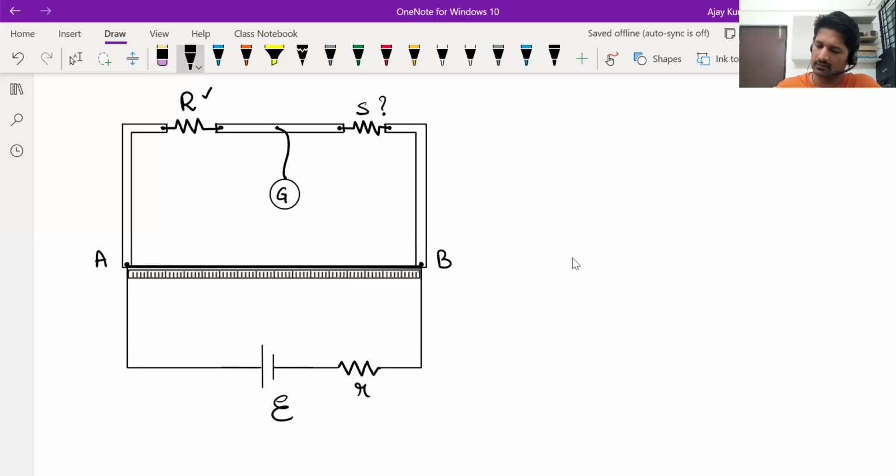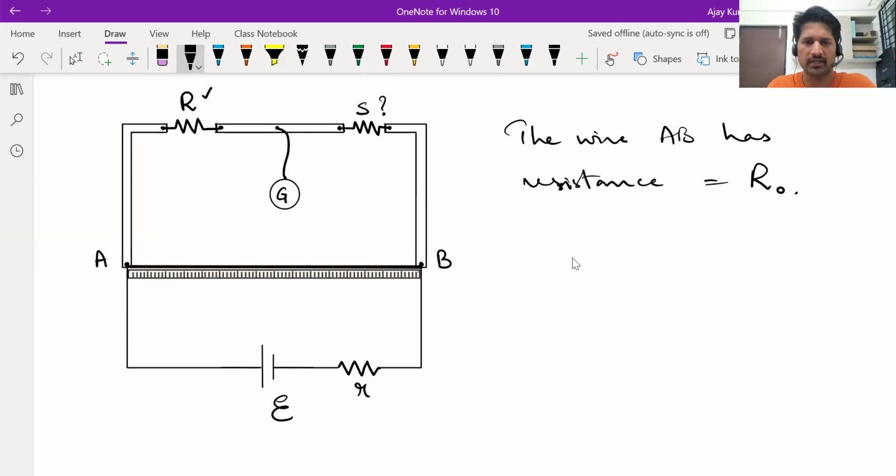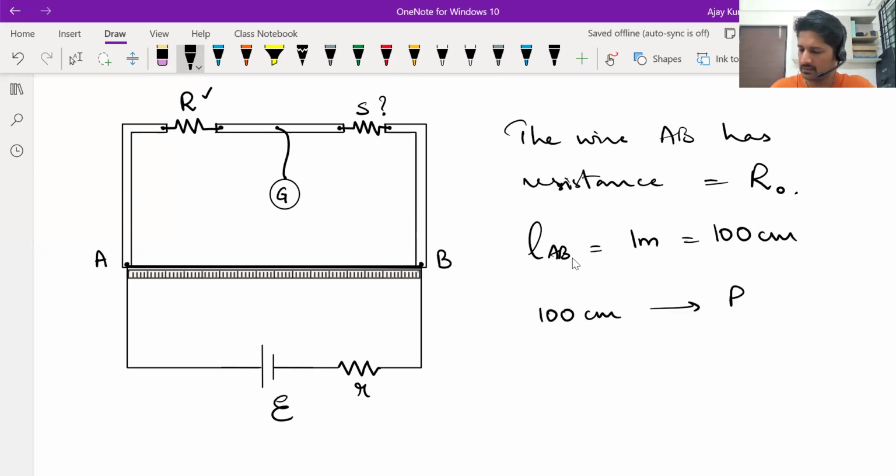Okay. The wire AB has some resistance. Let's say its resistance is R0. Okay, the total wire AB's resistance is R0. And it's very important that the wire AB is perfectly straight and it is uniform. Uniform means it should have the same area of cross section throughout. Okay. Now, length of the wire AB is exactly 1 meter. You can write it as 100 centimeters. So for 100 centimeter length, the resistance is R0.